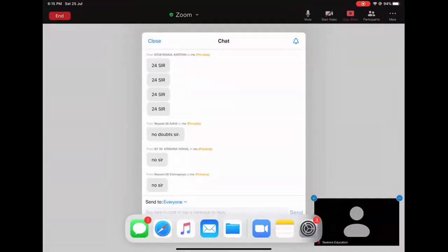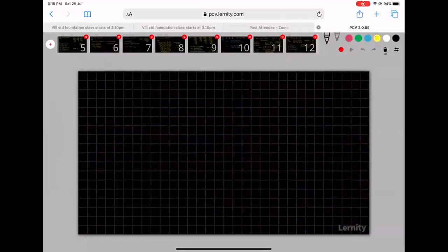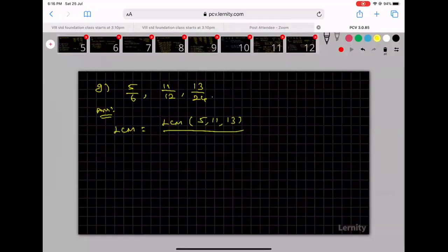Okay, I will move to next slide, sir. Then you see now the problem number 5. Here 5 by 6, 11 by 12, 13 by 24. This is the problem. Now I want to find the LCM and HCF. LCM is the LCM of 5, 11, 13 divided by the HCF of 6, 12, 24. In the numerator it is not a problem because all are prime numbers.